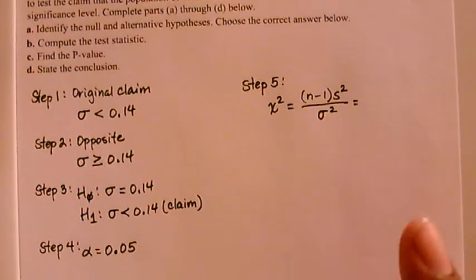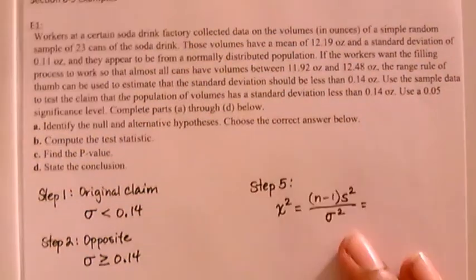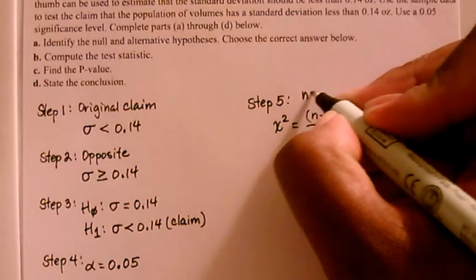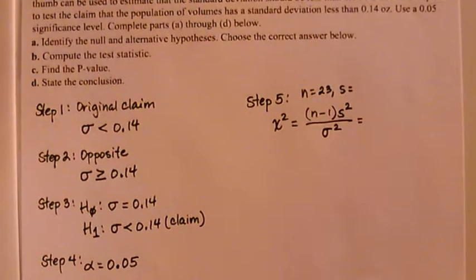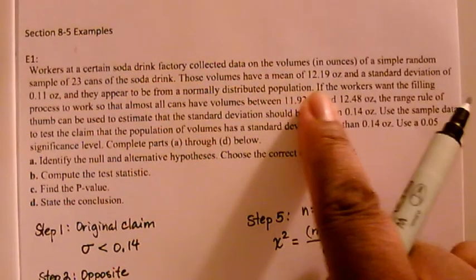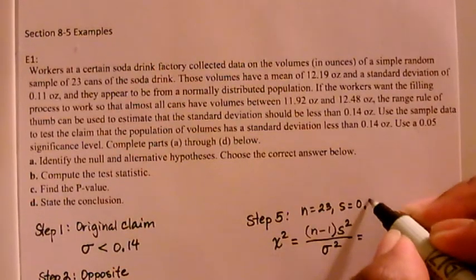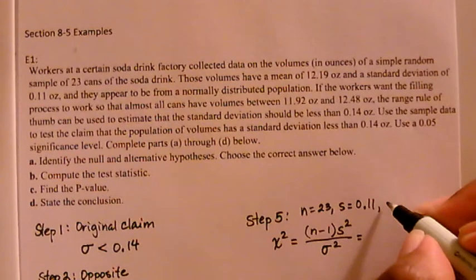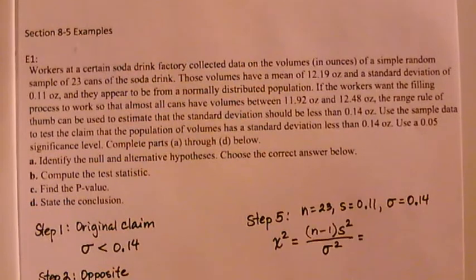Well, let's identify some of these things here. We have a simple random sample of 23 cans of soda drink. So n is 23. And s is your standard deviation. Now, we don't need the mean of 12.19 ounces. The mean of 12.19 ounces, that's irrelevant to us. And then we have a standard deviation of 0.11 ounces. That's your sample standard deviation, 0.11. And your sigma is from your null hypothesis. That's 0.14.